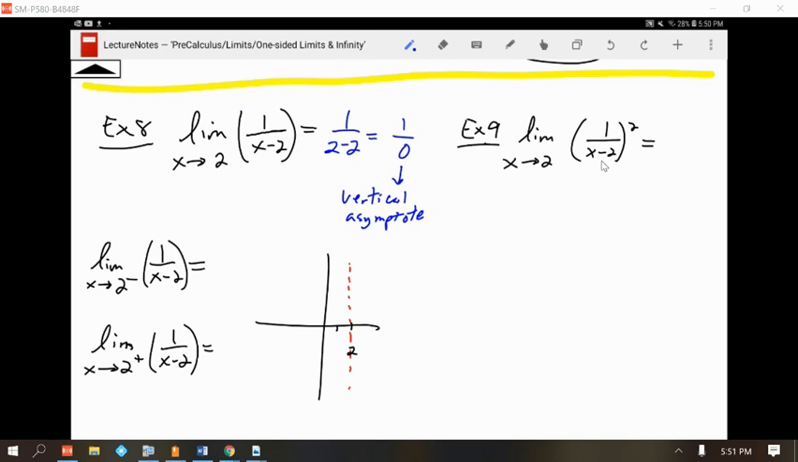So for example, pick 2 numbers to the left of 2. Basically, I'm just going to make a graph. Let x be 0. Instead of picking 1 and 1.5, I would pick numbers that are better to work with, like plug in 0. What is 0 minus 2? That's negative 2. What's 1 over negative 2? Negative 0.5. This is negative 1. Here's negative 2. Now I'm going to plug in 1. Let x be 1. What's 1 minus 2? 1 minus 2 is negative 1, right?